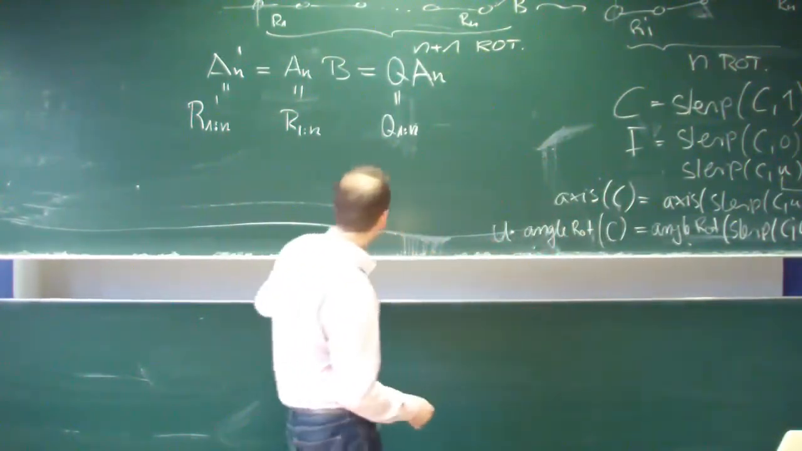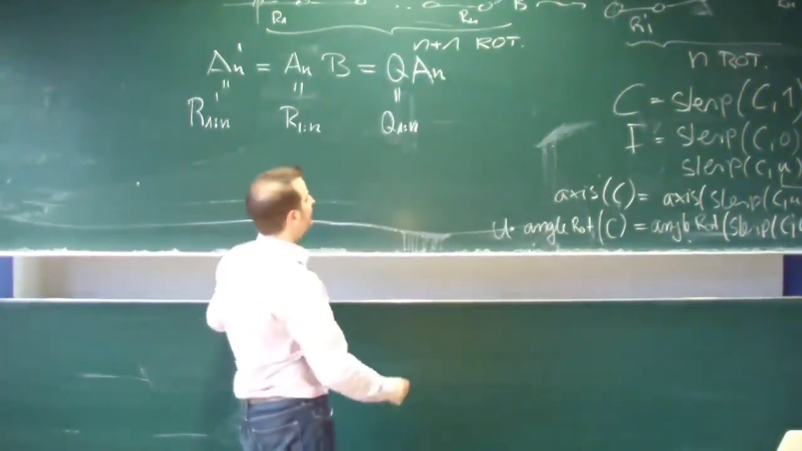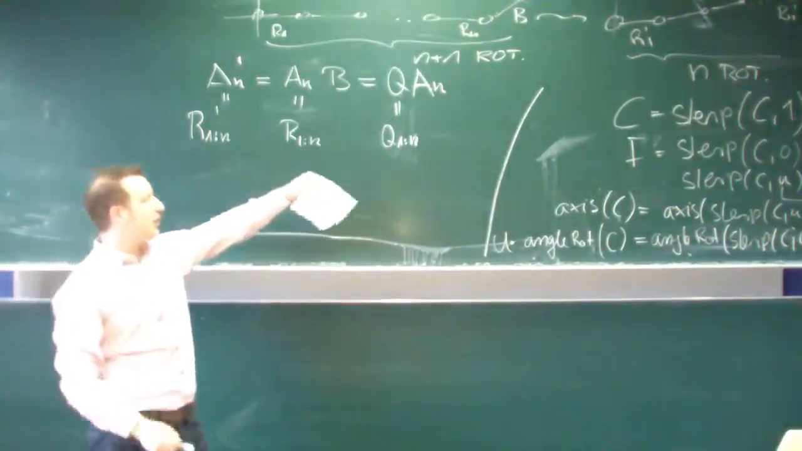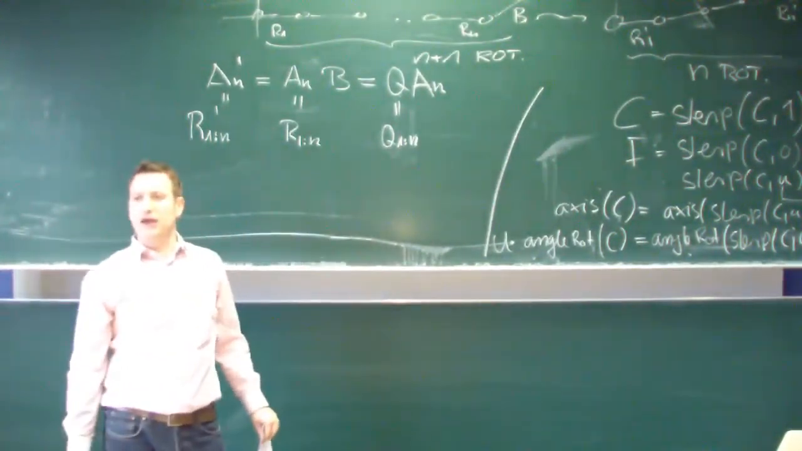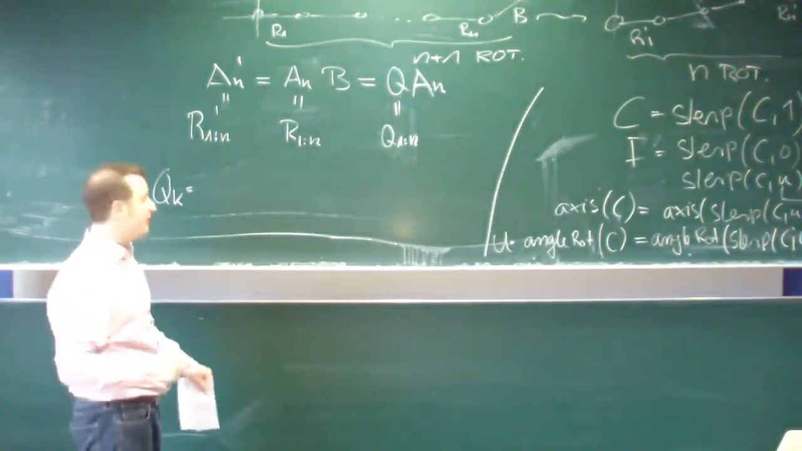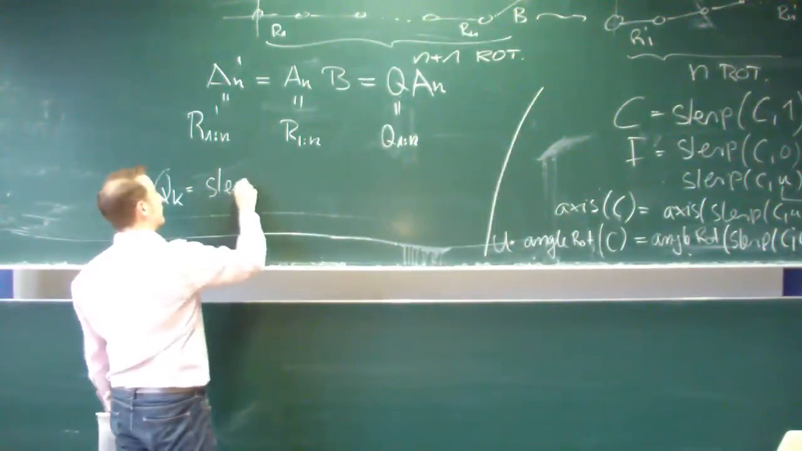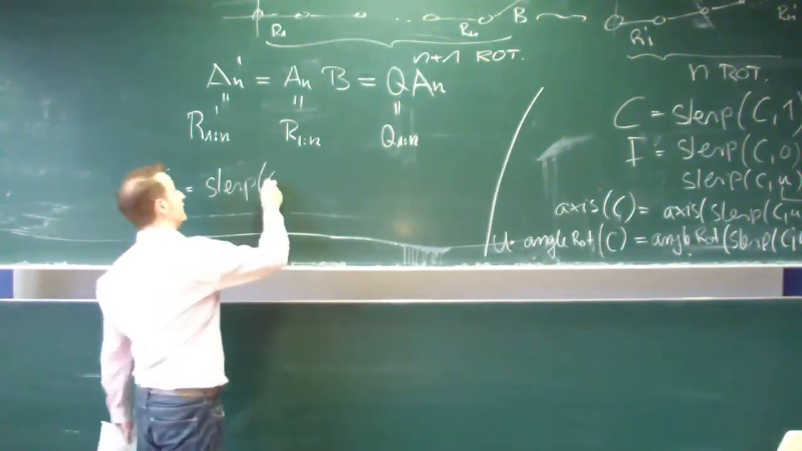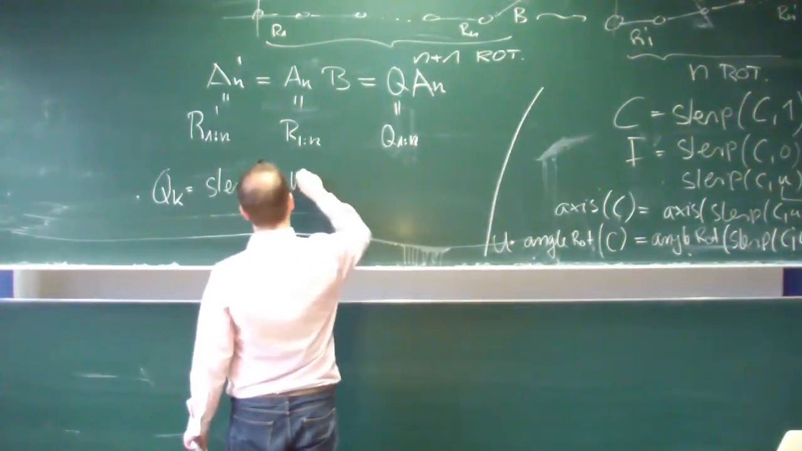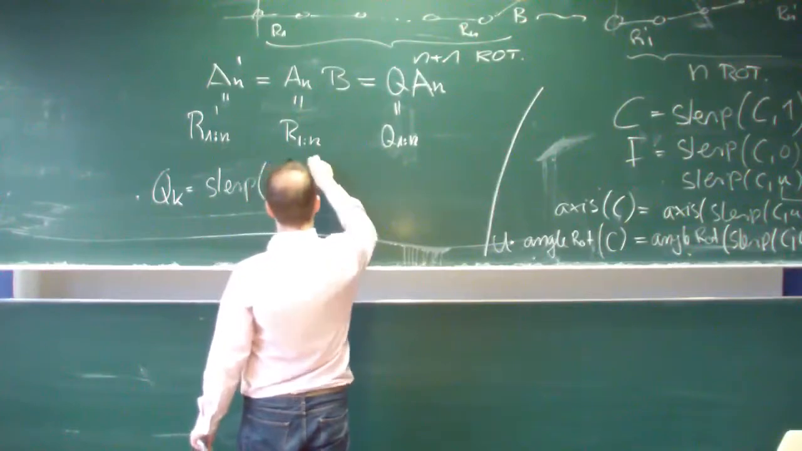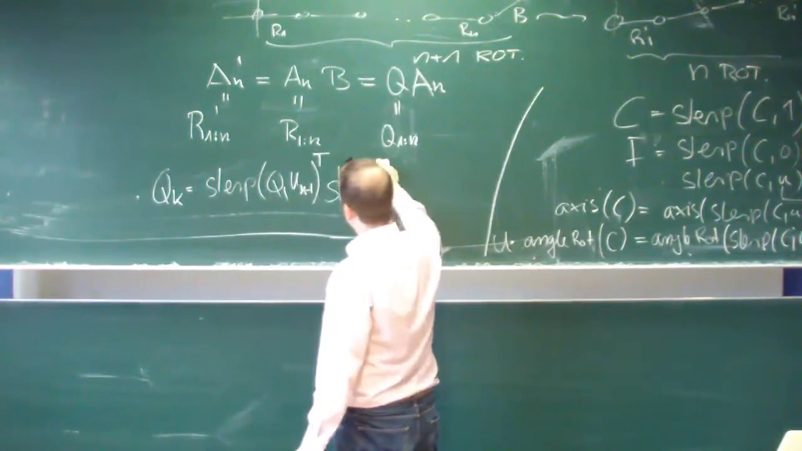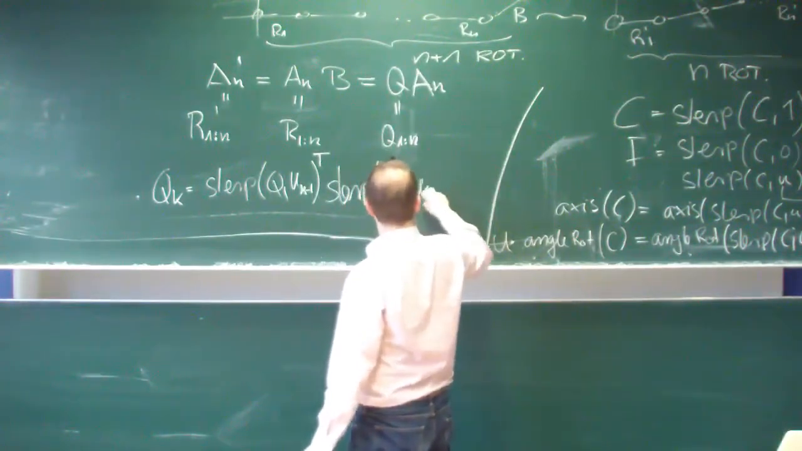Okay. So we have these guys, and the question is, how do we now compute these Q_k? I'll tell you one smart way to compute them. This is a slerp of Q, and the value u corresponds to slerp(Q, u_{k-1}) transposed times slerp(Q, u_k).